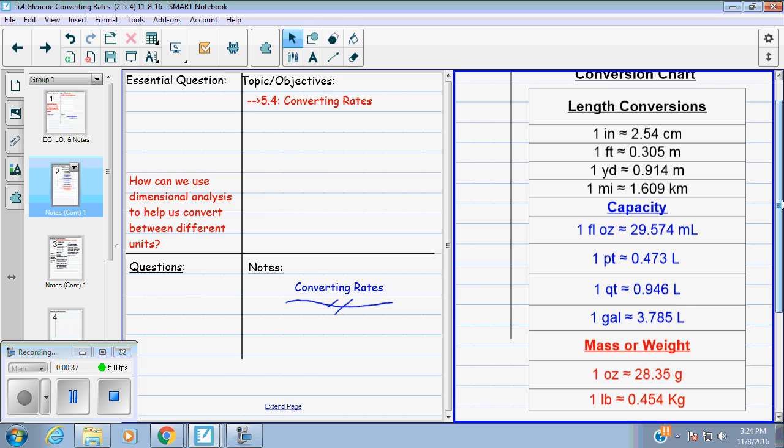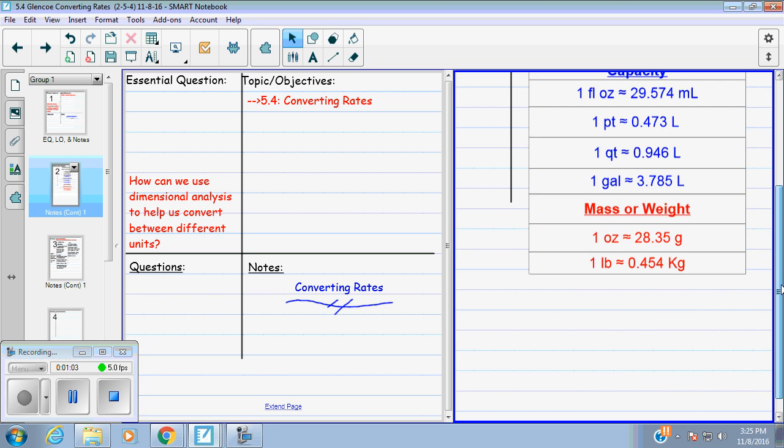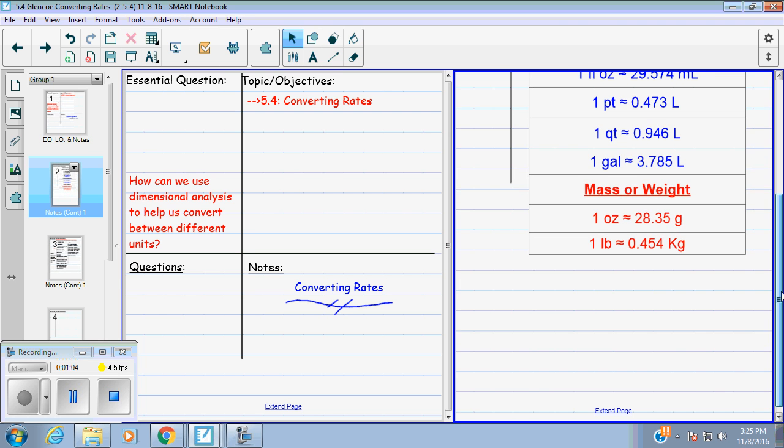Nice. So again, we're learning textbook lesson 5.4, converting rates. And our essential question is, how can we use dimensional analysis to help us convert between different units? Remember, dimensional analysis is helping us use our units to set up the math problems. So we have this really long list of conversions, and some of these you may have known, some of these you may not. I'm going to add a couple more here at the bottom. Just as I've learned, some students are missing some as well.